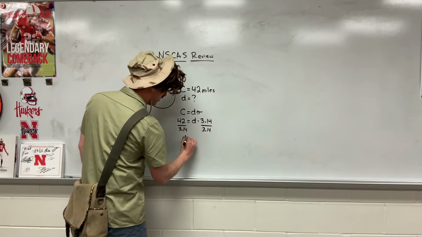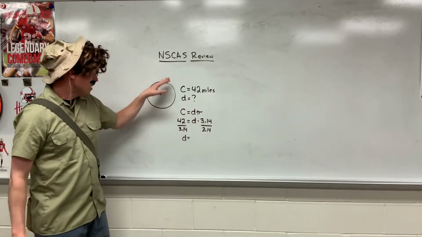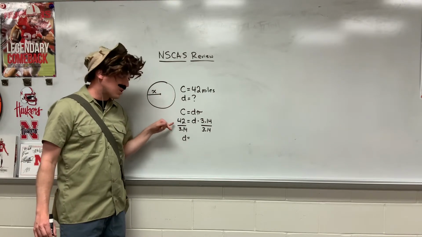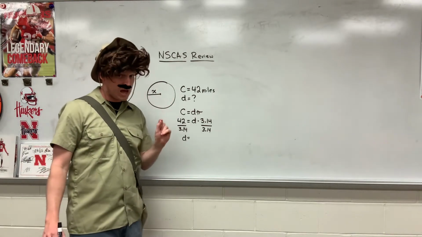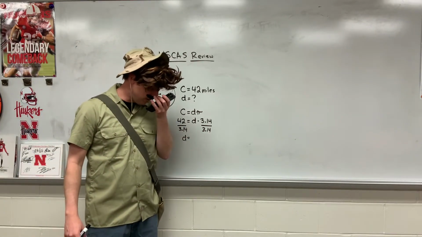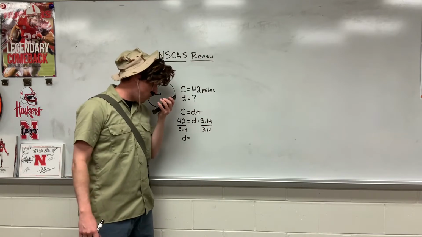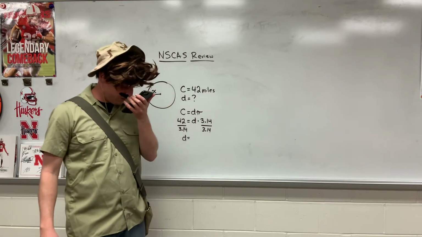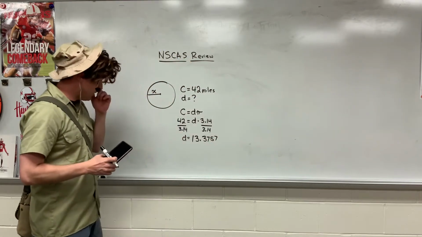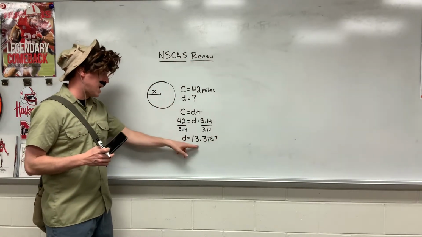Now, I'll be honest with you here. On the NSCAS, you will most likely have a question like this. You would be given a calculator. Hey, Siri. What is 42 divided by 3.14? 13.375. Alright. Now, if the question is asking for the diameter, that would be our answer.